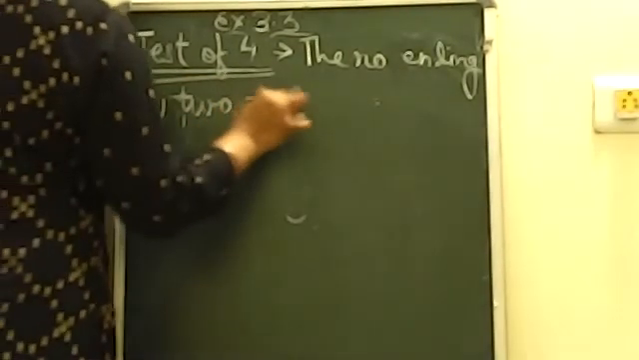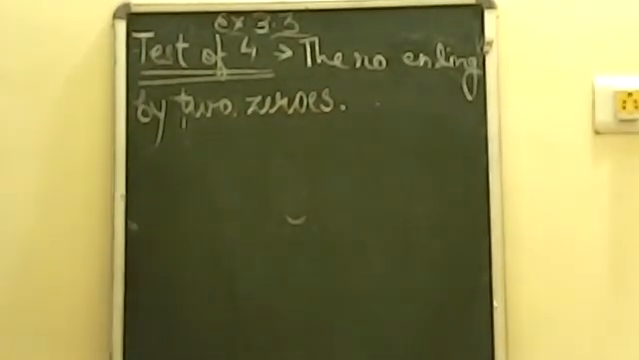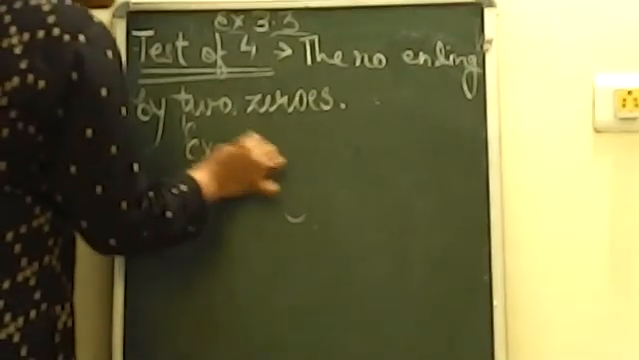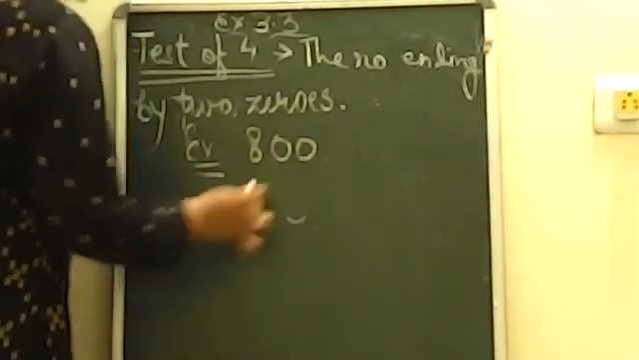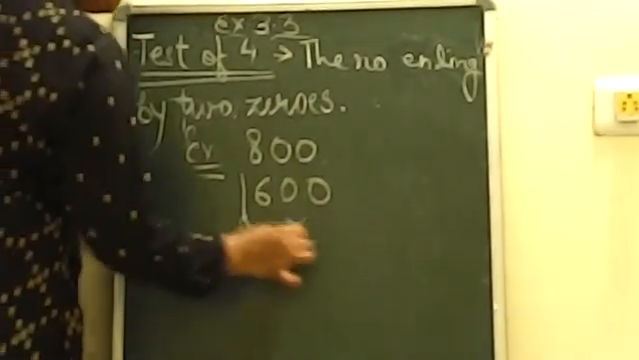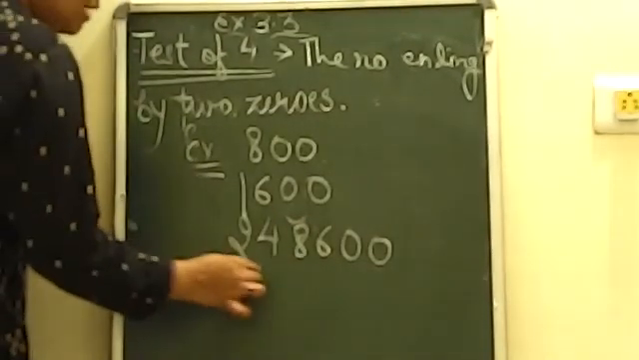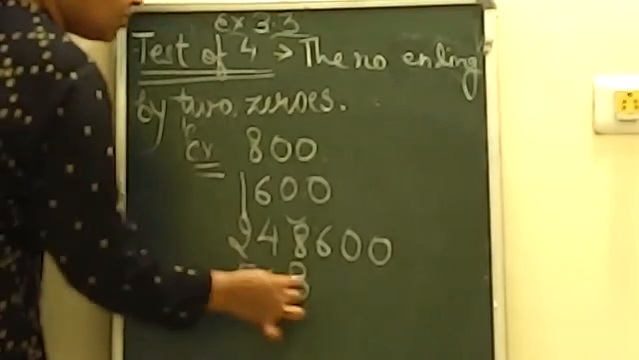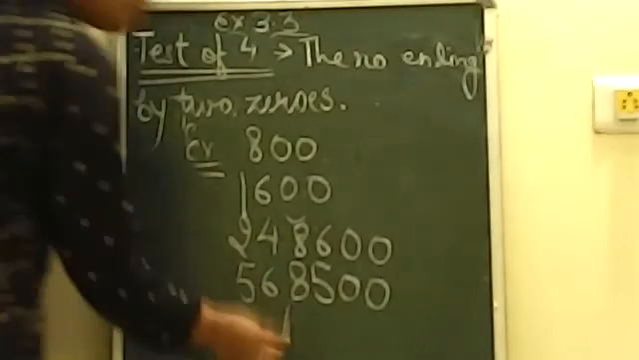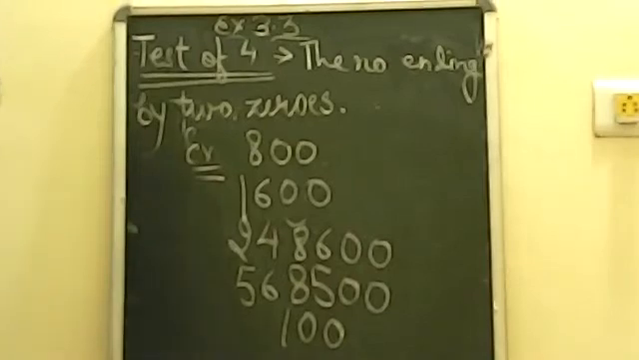Two zeros. The number ending by two zeros. For example, let me write it down. The example can be 800. Example can be 1600. Example can be 248600. Example can be 568500. And also 100. All these numbers are divisible by 4.